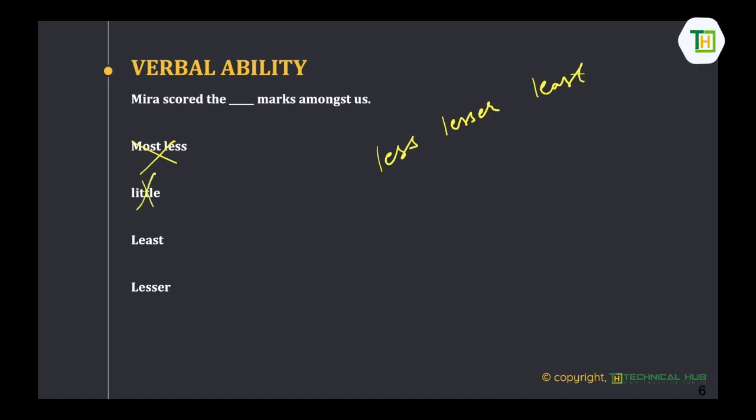So Mira scored the dash marks amongst us. When you use the, you have to use only the superlative form. You don't have an option. You have to use the superlative form, and it also says amongst us. As in, out of all, she is the least. Least is the right answer.